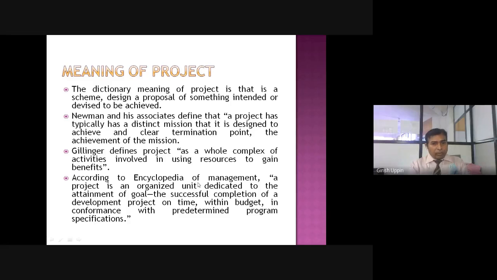According to Encyclopedia of Management, a project is an organized unit dedicated.